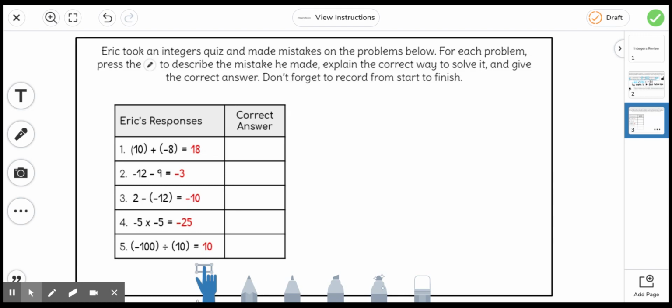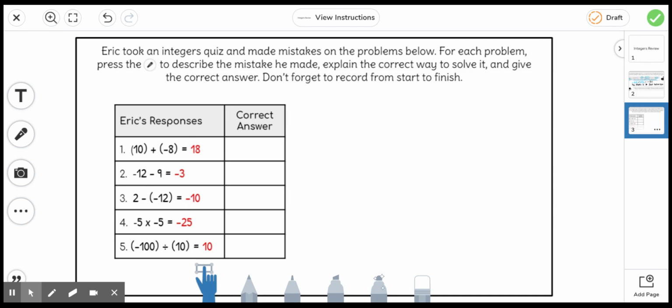And so before I start solving, writing down answers or anything like that, I need to remember to press the microphone. So let's go ahead and get started. So I will do number 1, you will do number 2, I will do number 3, you will do number 4, and then I will do number 5.